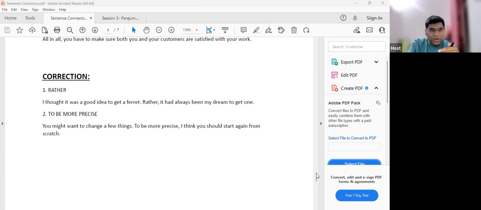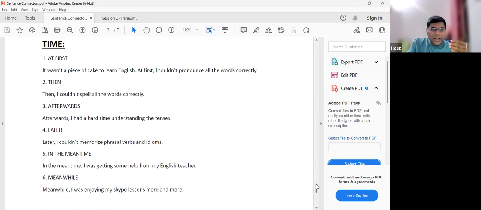I mean, I can just pull it down here. Time. Time is chronology. At first, then, afterwards, later, in the meantime, meanwhile. So my father was watching the cricket match, full stop. Meanwhile, I was solving my Sudoku puzzle. In the meantime or meanwhile. So my father was watching a cricket match, full stop. Meanwhile, my mother was cooking biryani for us, or in the meantime.